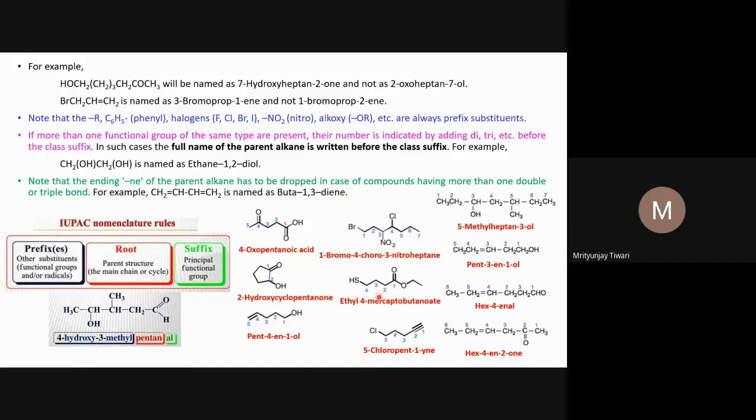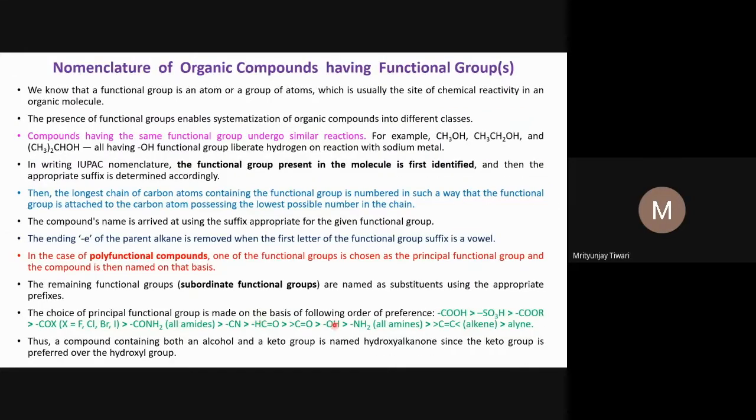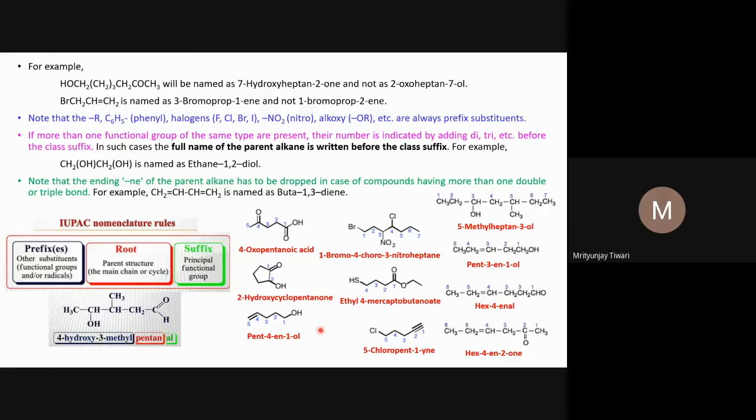So this will become 4 mercapto and then 4 carbon atoms of butane and we add oate here. And this organic compound, 1, 2, 3, 4, 5. Why is numbering not started from this end? Because this is a functional group, and the functional group is given preference over this. You can see the OH group here in the preference order. OH group has higher priority over the double bond, meaning this group is more reactive than the double bond in most chemical reactions. So this numbering will start from here.